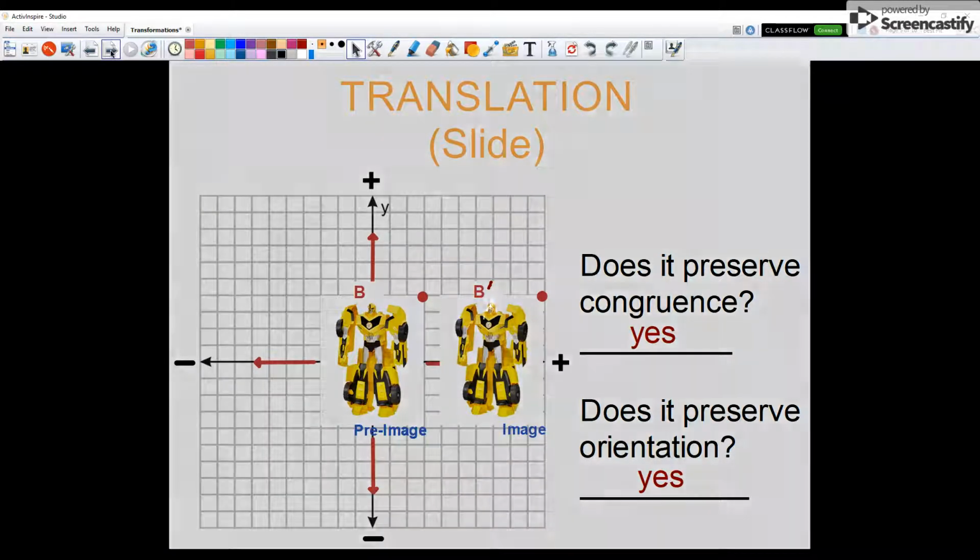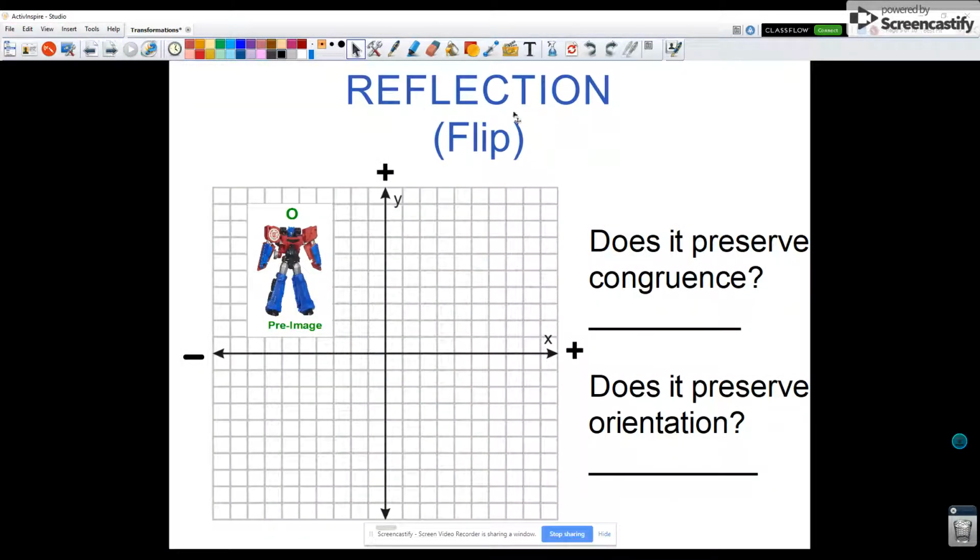The next transformation we're going to discuss is called a reflection, otherwise known as a flip. In this situation, we're going to look at Optimus Prime. Here's his pre-image. He's notated as O. Now, a reflection can occur over the y-axis or over the x-axis. To reflect Optimus over the y-axis, here he is. The image is now notated as O prime.